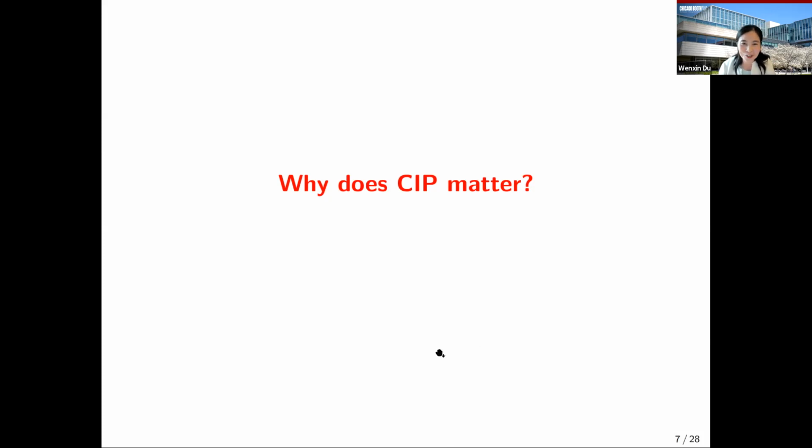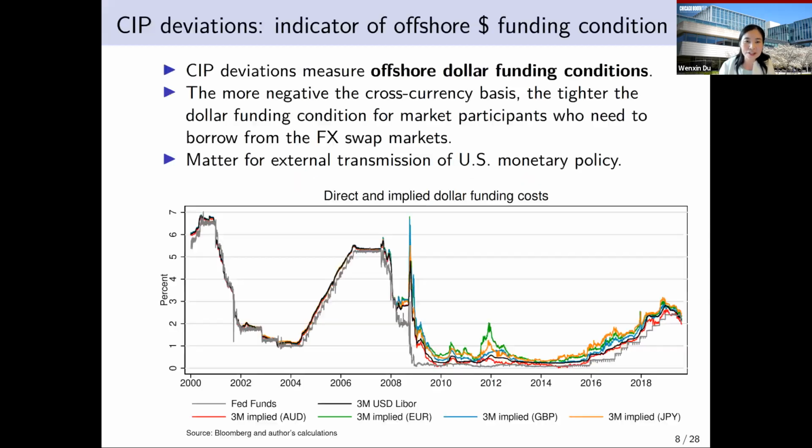All right, so the next thing is why does CIP matter when we talk so much about it these days? I can broadly summarize at least 3 things that might interest you, to try to motivate that there is some merit to studying these objects in greater depth. The first thing has something to do with the external transmission of US monetary policy. The way to look at this figure is there is pretty much one rate prior to the global financial crisis.